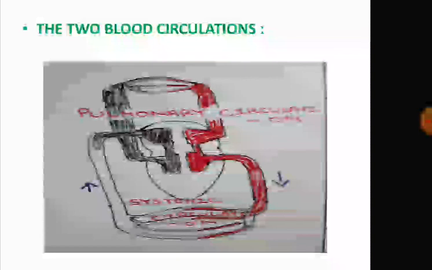Now, the two blood circulations. Blood flows twice through the heart before completing one full round. First is the short one, the pulmonary circulation. And the next one is the long body circulation, the systemic circulation. That's why it is also called double circulation.